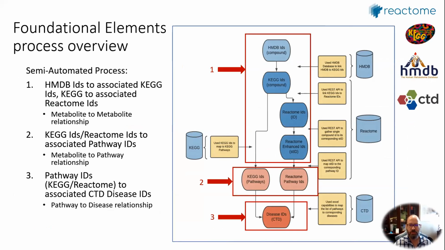So moving on from what's captured in the USDA database, next we need to embed common data elements allowing us to connect to external data sources. So these are foundational elements, and this is the process for how we capture these. So we established a semi-automated process allowing us to pull HMDB IDs, linking to KEGG IDs and Reactome IDs. And then KEGG and Reactome IDs we were able to link to pathway IDs, and then use KEGG and Reactome IDs to pull in the associated CTD disease IDs.